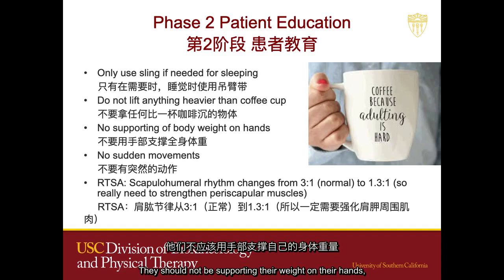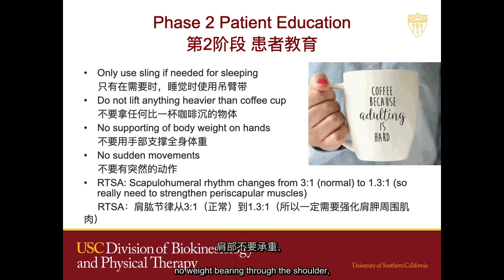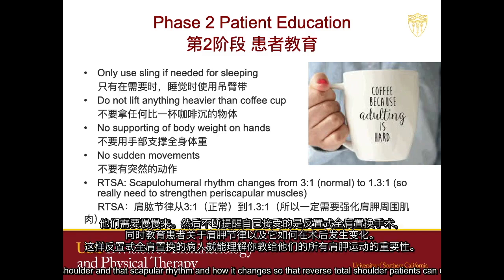They should not be supporting their weight on their hands, so no weight bearing on their hands, no weight bearing through the shoulder. Again, no sudden movements. They need to be going slow. And then just the reminder about the reverse total shoulder and that scapular rhythm and how it changes so that reverse total shoulder patients can understand the importance of all that scapular exercise that you're giving them.